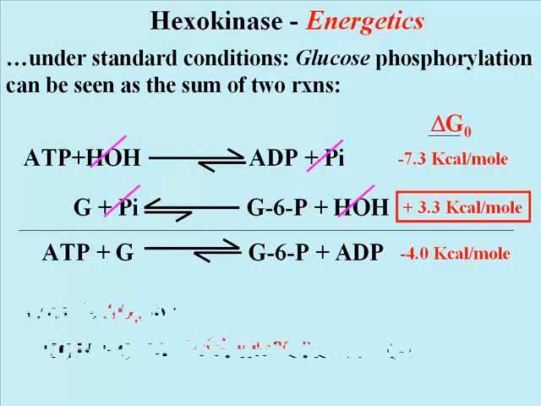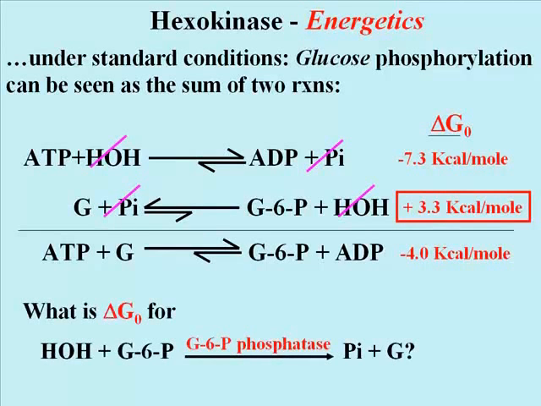Let's take a look at another reaction. What's the standard free energy change for the hydrolysis of glucose 6-phosphate? This is an exergonic reaction, and the standard free energy change is minus 3.3 kilocalories per mole. We'll see that this is an important chemical reaction, especially in liver cells later.